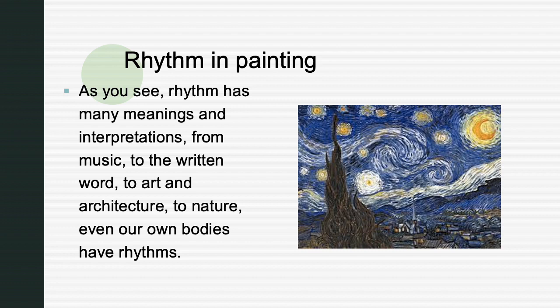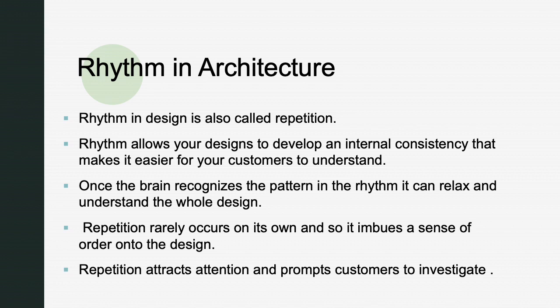This is one example of a painting. It is a painting by Van Gogh, Italian painter, whose painting name is Starry Night. Here you can see the impasto technique and thick brush strokes creating a rhythmic flow. Rhythm in architecture.